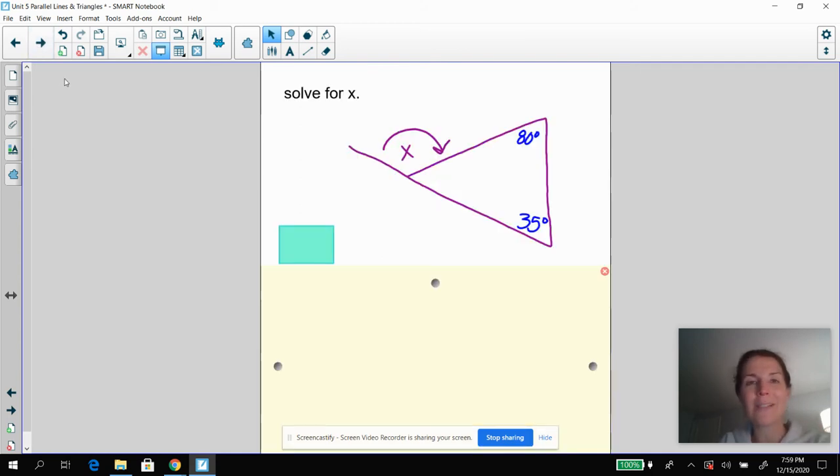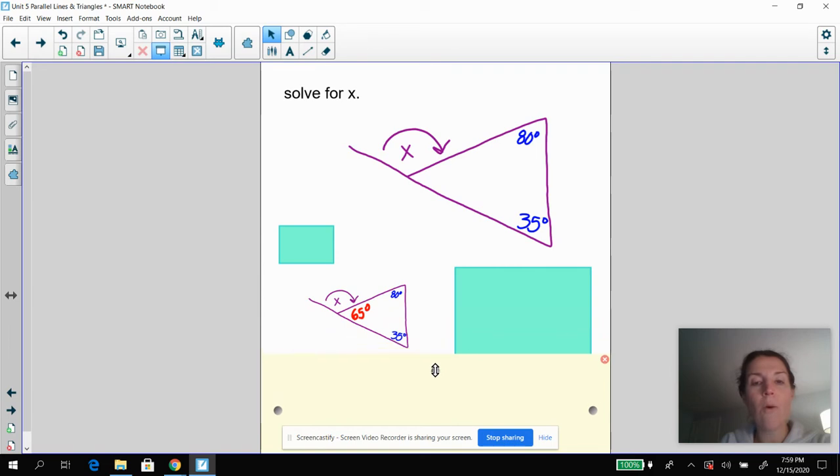All right, let's do it again. Go. Solve for X. All right, we're back. I'm not going to reveal yet what X is because I wanted to show you how I thought about this problem. So let's look at this one. Hopefully you figured out that this missing angle is 65 degrees. Great.